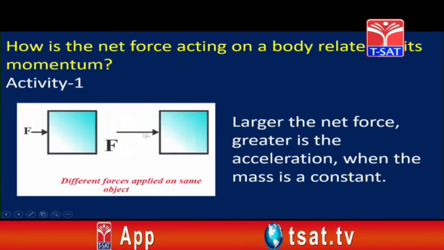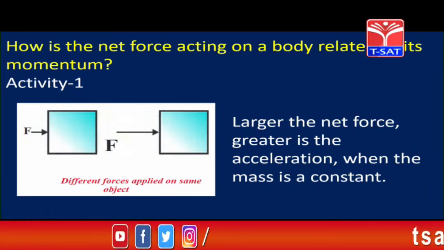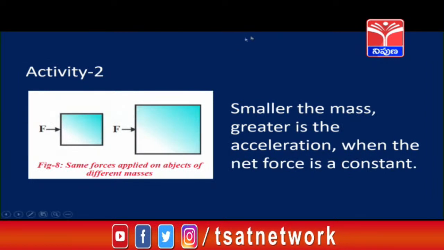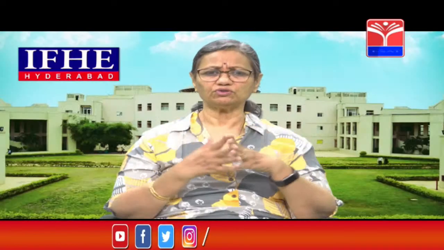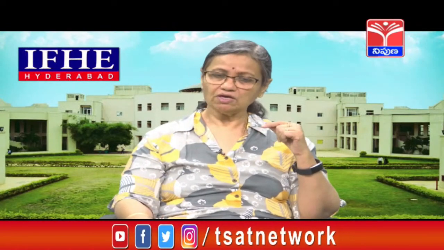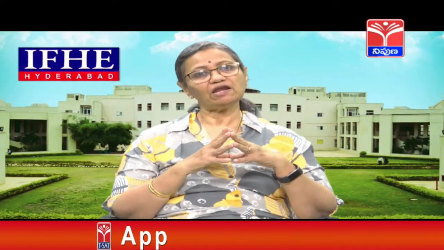So, you came to the conclusion in the first activity that force decides the acceleration when the mass is a constant. In the second activity, what did you do? You applied the same force, but on different bodies. When the mass of the body is small, the acceleration you get is larger. When the mass is large, acceleration that you get is smaller. So, let us combine both of these. When you combine both of these, we arrive at the second law of motion.